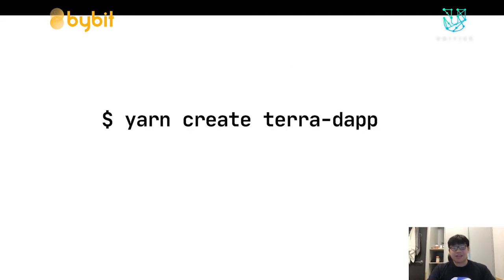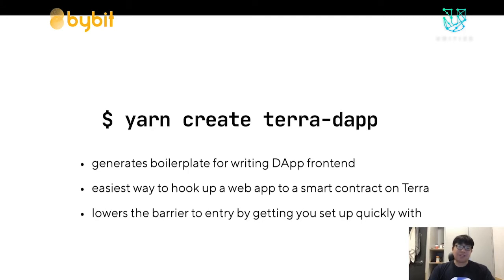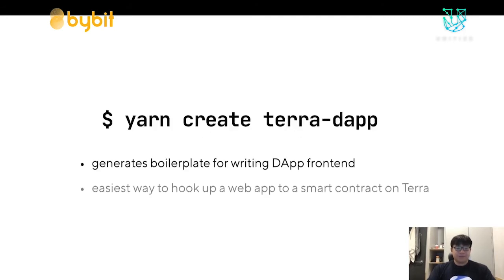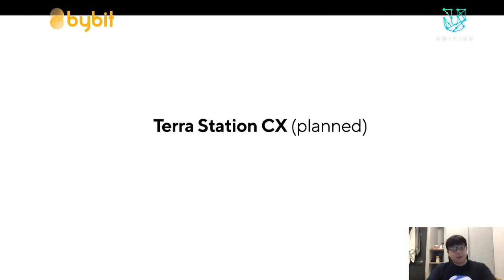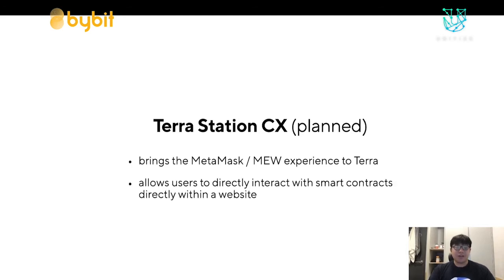Next, we're going to create an easy way to set up the general boilerplate for writing a DApp front end. We want to make it as easy as creating a new React app with yarn create Terra DApp, and this is going to allow people to quickly get set up with a usable front end to use with their smart contract. This will lower the barrier to entry by getting you set up quickly with the Terra blockchain. And finally, we're planning to release a Chrome extension version of Station, which will bring the MetaMask or MyEther wallet experience to Terra and allow users to directly interact with smart contracts from within a website.